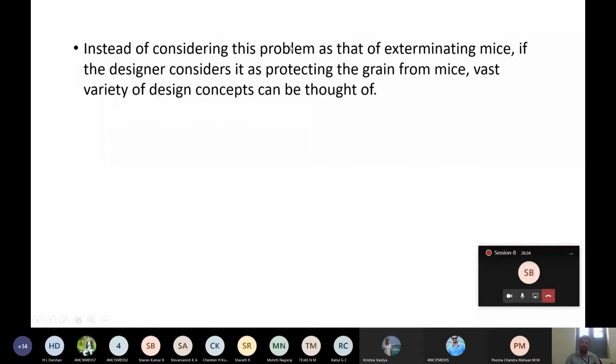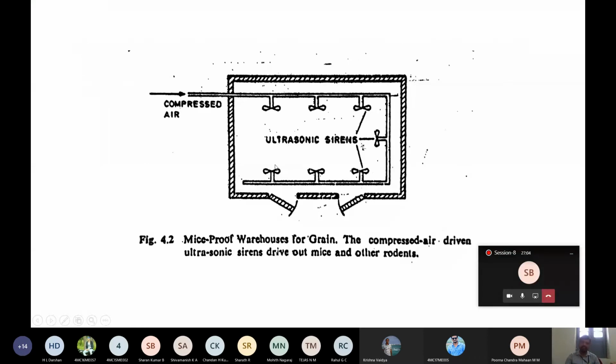Instead of considering this problem as that of exterminating mice, that means killing mice, if the designer considers it as protecting the grain from mice, a vast variety of design concepts can be thought of. If you think only about how effectively we can kill rats or mice, then it is not possible to generate innovative ideas for solving this problem. So this is one such solution thought of: using sirens. Most animals are sensitive to sound.